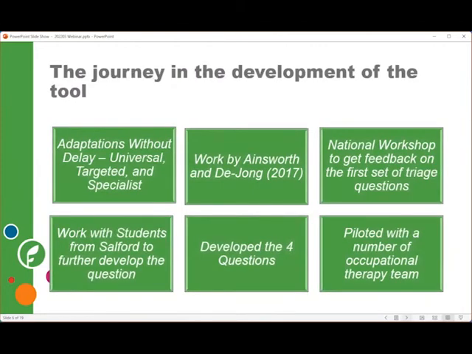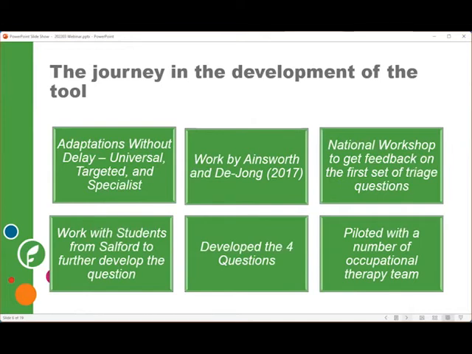So this slide provides an overview, and I will go into a little more detail behind the journey we've been on over the past couple of years developing the triage tool. It's obviously not something I've just sat down on one afternoon and pulled together. We have gone through a fairly rigorous process to develop the tool. The first thing we did was use Adaptations Without Delay to structure the idea around who needs to be involved in the assessment.